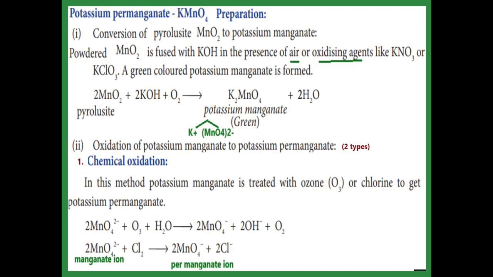That MnO4 2- is reacted with ozone in the presence of water. That MnO4 2- is changed to MnO4-, that is the permanganate ion, and along with it we get 2OH-, and the ozone is reduced to O2. The next one, suppose we add chlorine to the manganate ion, we get the equation MnO4- and Cl-, that is, chlorine is changed to chloride ion.